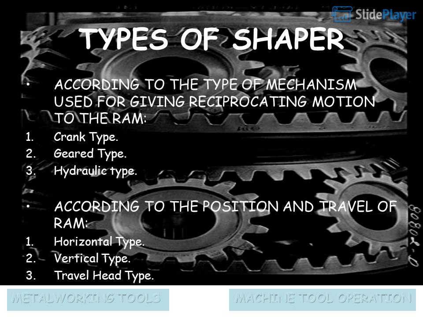Types of shaper. According to the type of mechanism used for giving reciprocating motion to the ram: crank type, gear type, hydraulic type. According to the position and travel of ram: horizontal type, vertical type, travel head type.